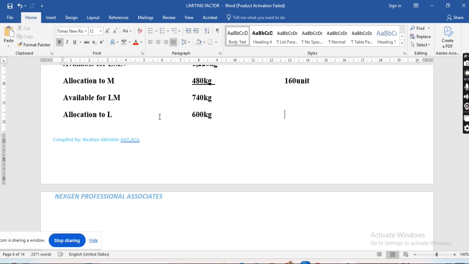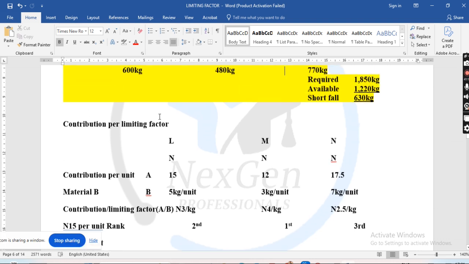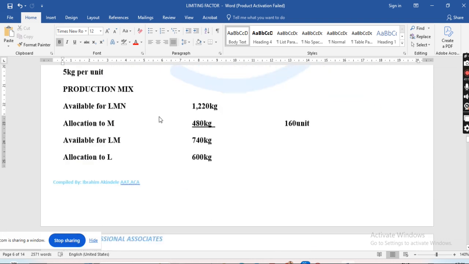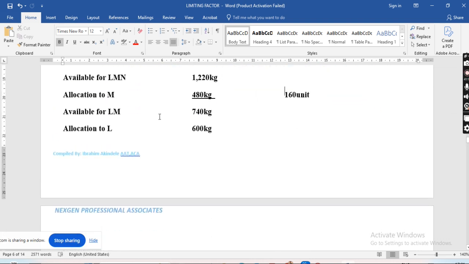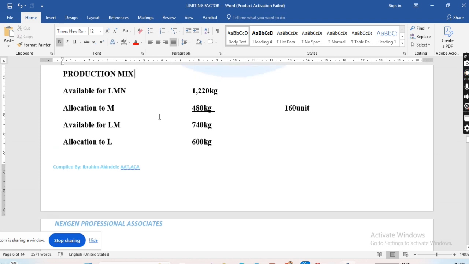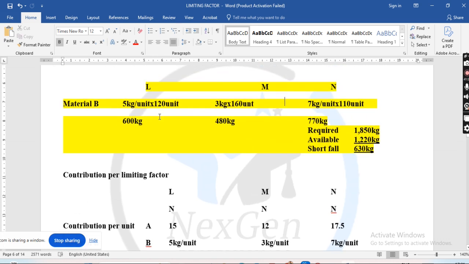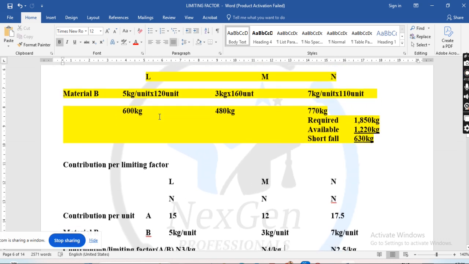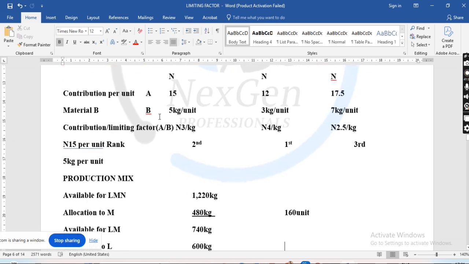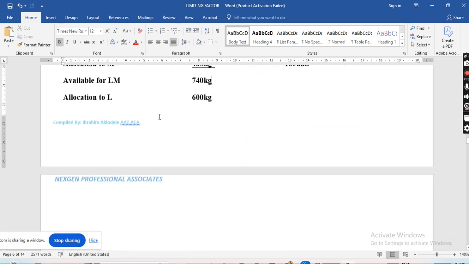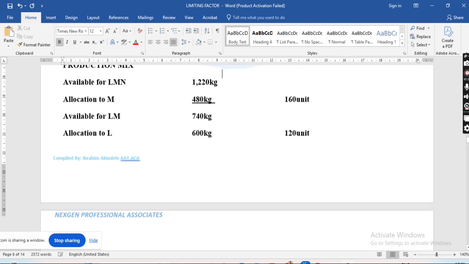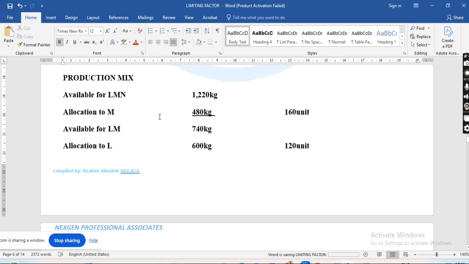To produce how many units? 120 units. Okay, 120 units. Thank you. It's 140. Okay, let me confirm now. Sorry, 120. 120 units, right? Can you see it? 120 units. So we can allocate.